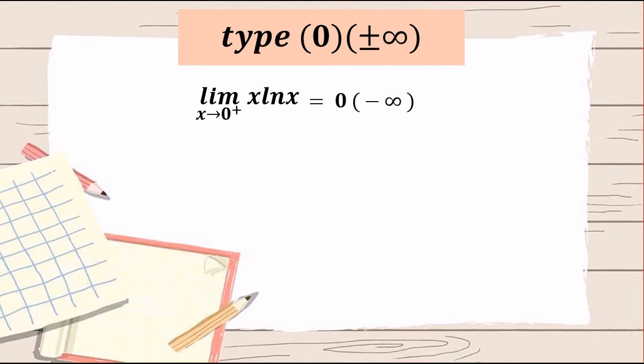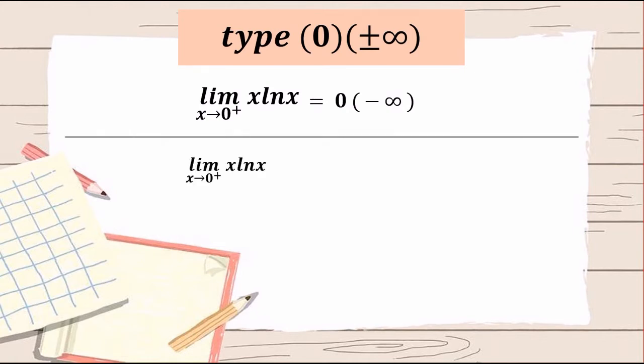L'Hospital's rule won't work on products. It only works on quotients, so we're going to rewrite it as a fraction. The limit of x times ln x as x approaches 0 from the right is equal to the limit of ln x over 1 over x as x approaches 0 from the right. So if you encounter 0 times infinity, you write it as a fraction by writing 1 over the reciprocal of the function. So we have here 1 over x.